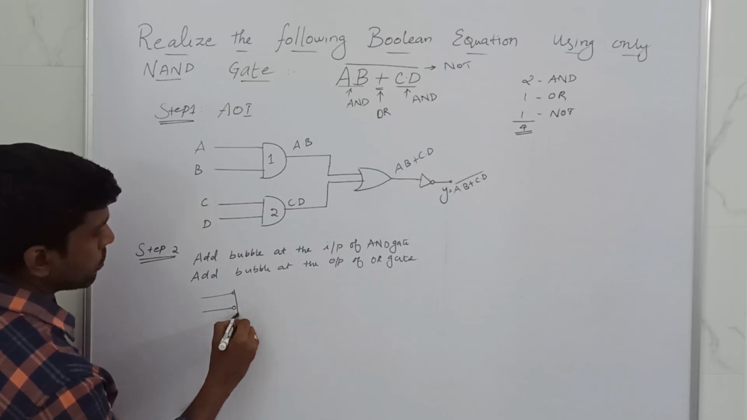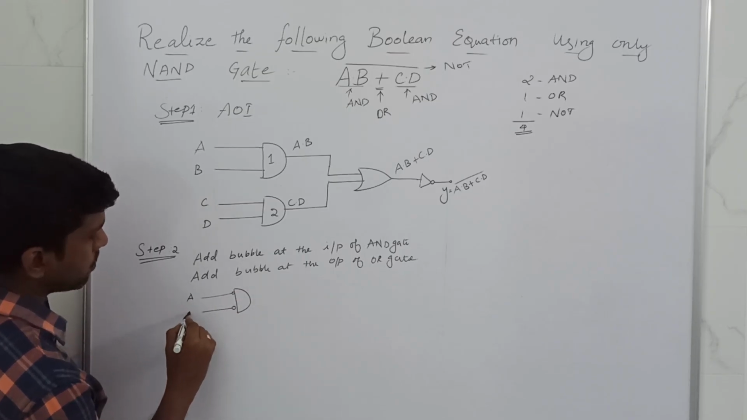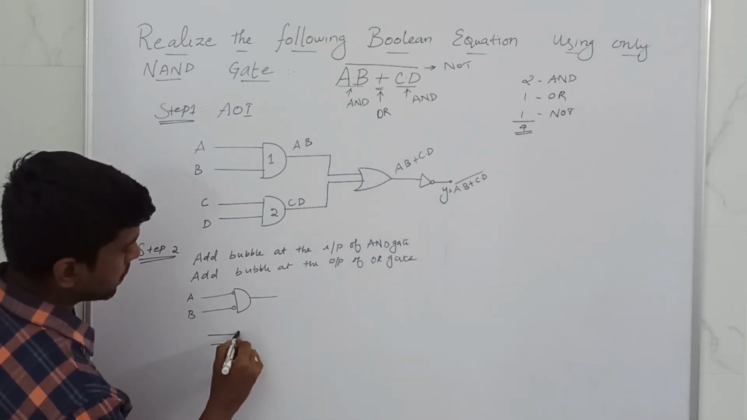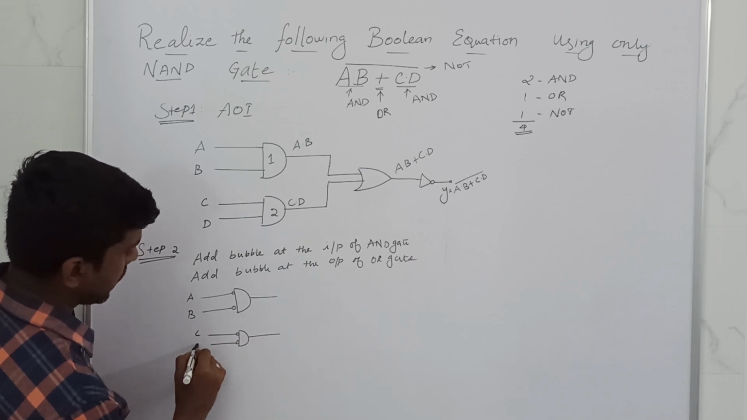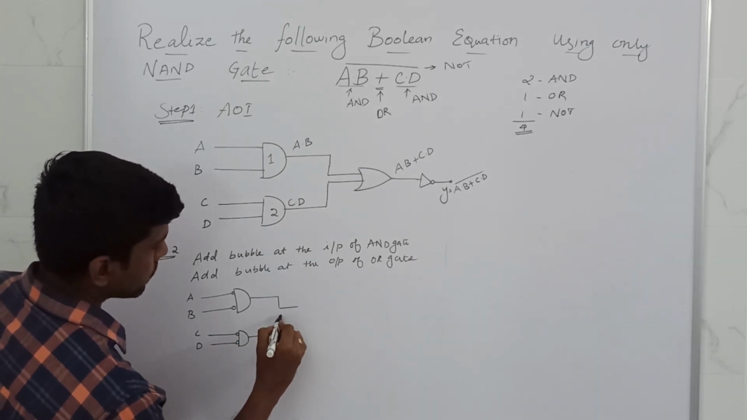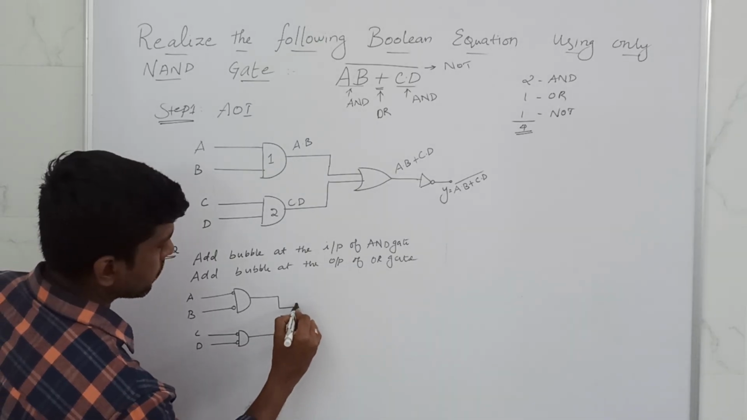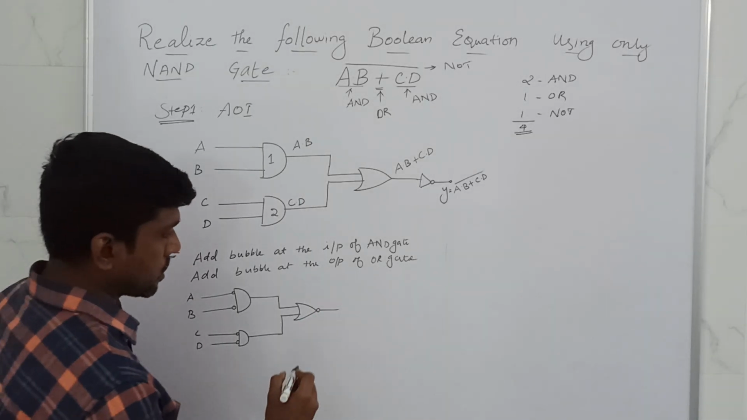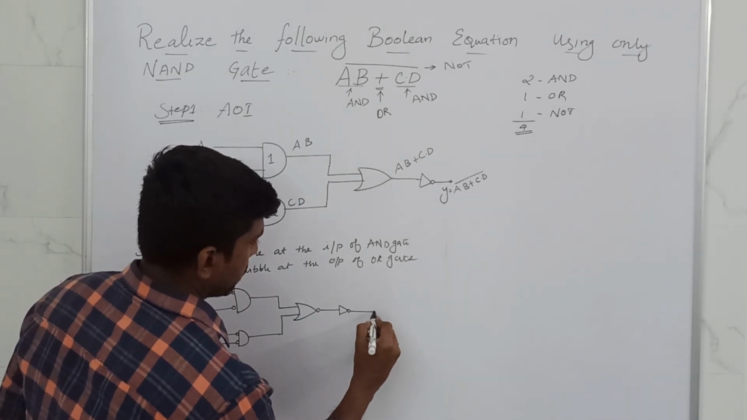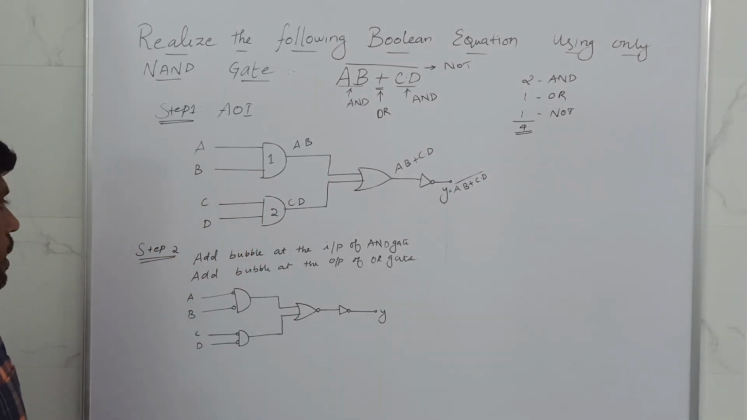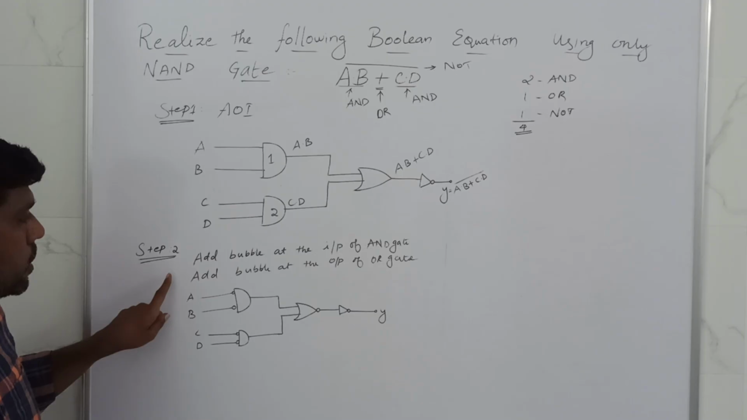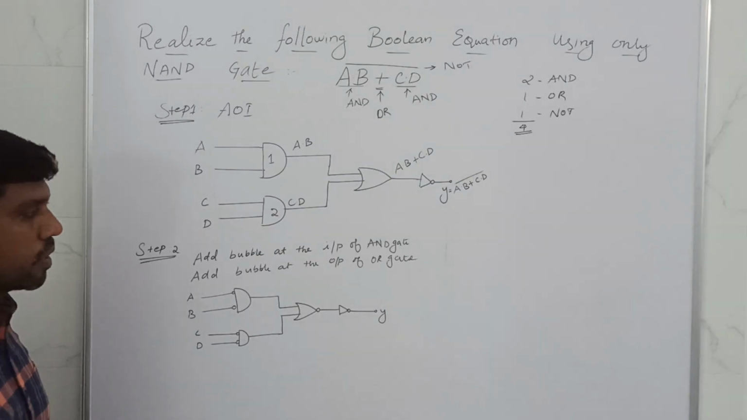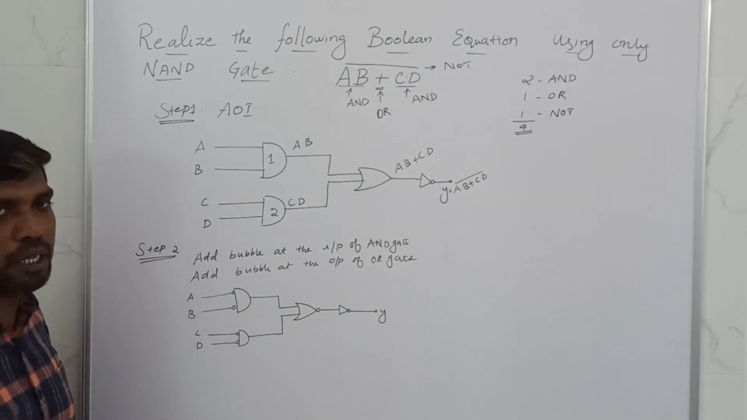On the input side of the AND gate I add the bubble, where A and B are the inputs. Then for the second AND gate I also add the bubble at the input side, C and D. Output of these 2 AND gates is given to the input of the OR gate. Then add a bubble at the output side, followed by one inverter, and the output is Y. So step 2 is add bubbles at the input of the AND gates and at the output of the OR gate. Just following these 2 steps, you will get the diagram like this.